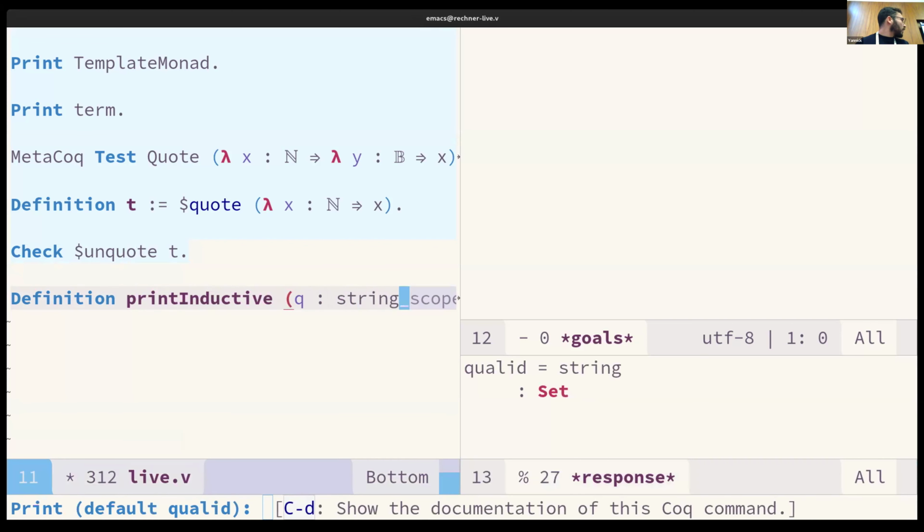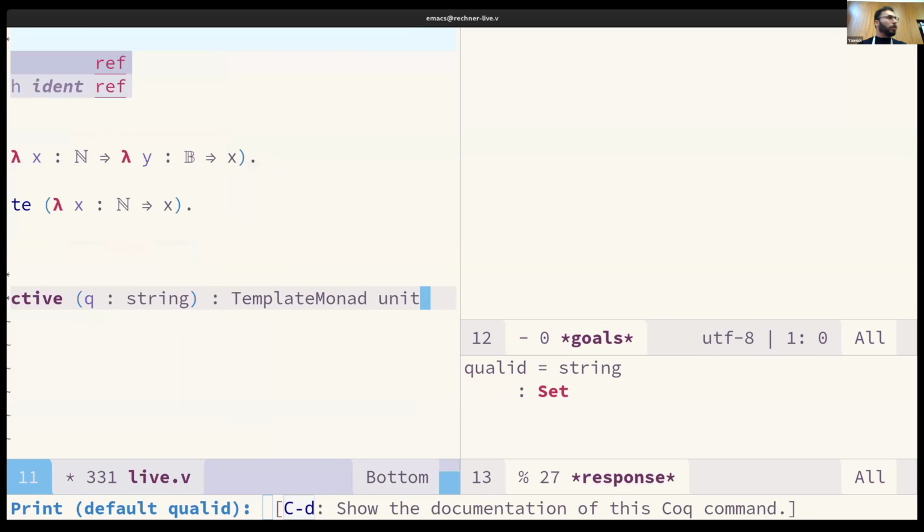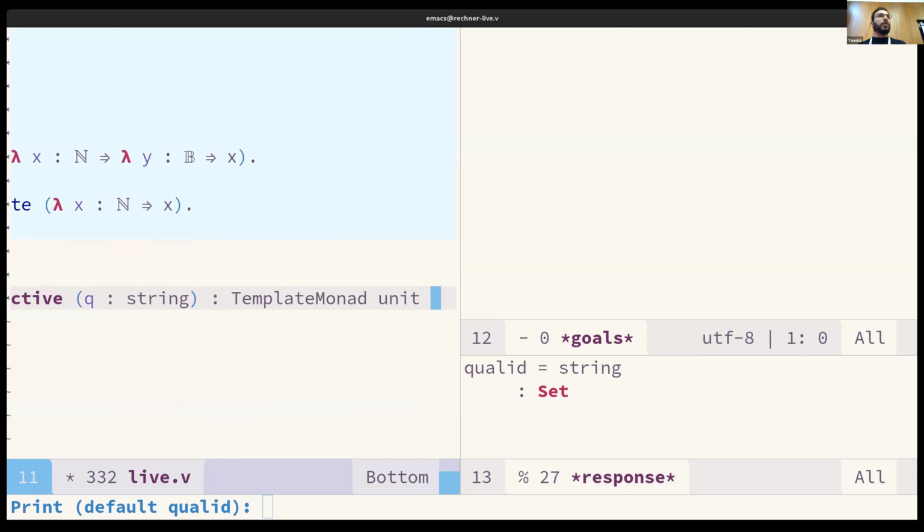Yes, actually, let's say we take a string, and morally what you want to do is locate this definition, find it somewhere, access it, and see what's in this definition. This is going to be a template program, so it's going to live in the template monad, and we don't want to return anything interesting because we're going to print it.